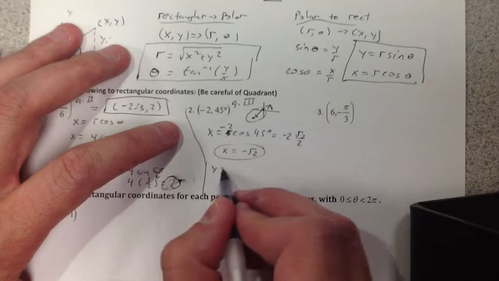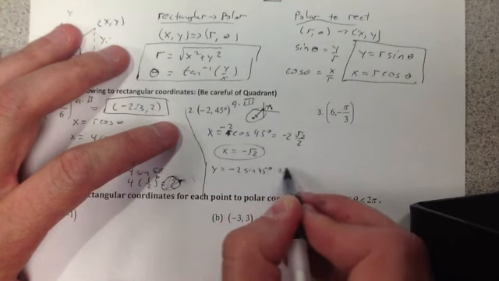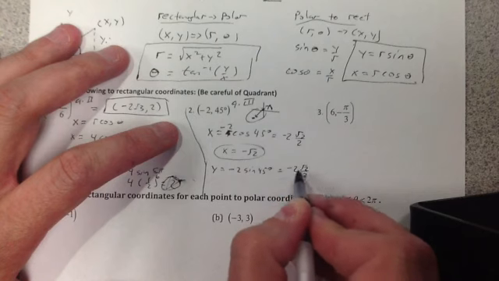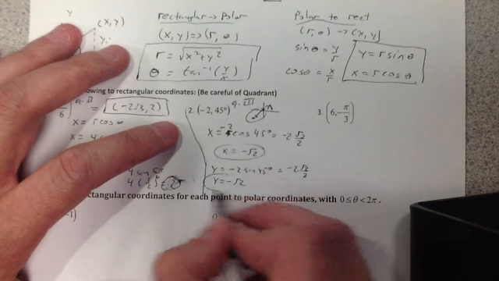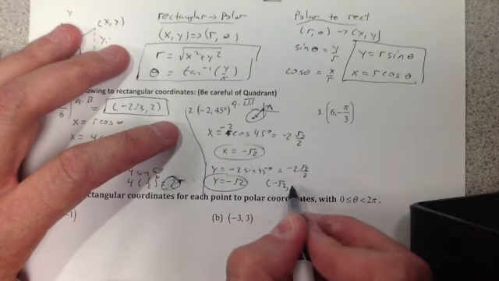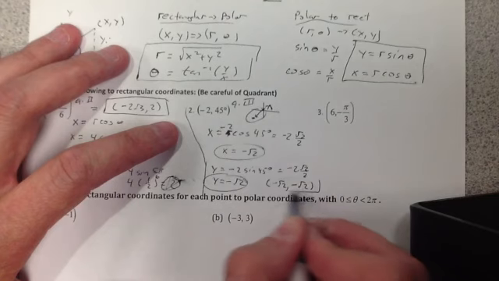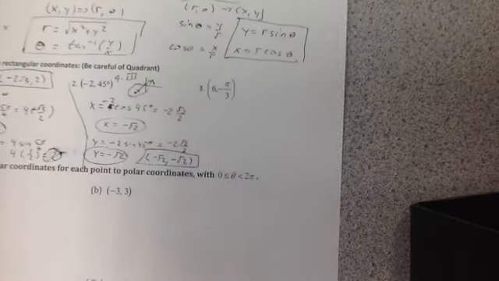To get the y, it's r sine 45 degrees. So we get negative 2 again times root 2 over 2. So y equals negative root 2. Well, how cool is that? So, of course, this becomes the point negative root 2 comma negative root 2. Easy breezy.